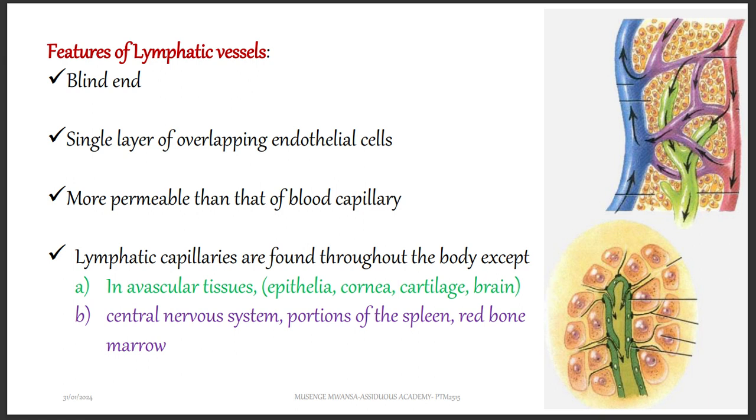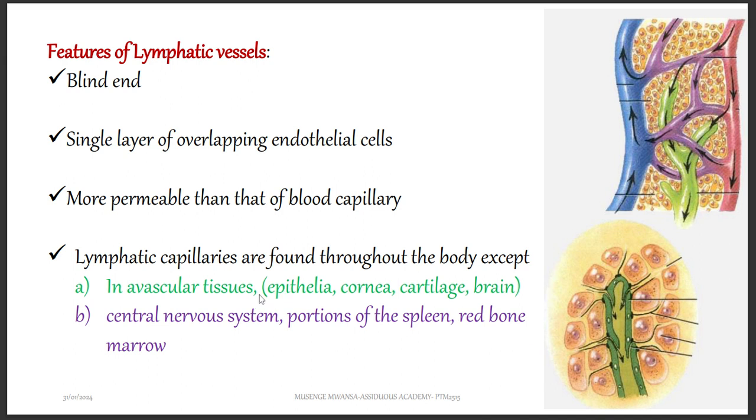Another important thing is that these lymphatic capillaries are going to be found almost in the entire body, except in some parts. Please understand this. Where are they not going to be found? Where there are no blood vessels, you will not be able to find these. The places where you don't have blood vessels, we call them avascular. Vascular means having blood vessels. Avascular, no blood vessels.